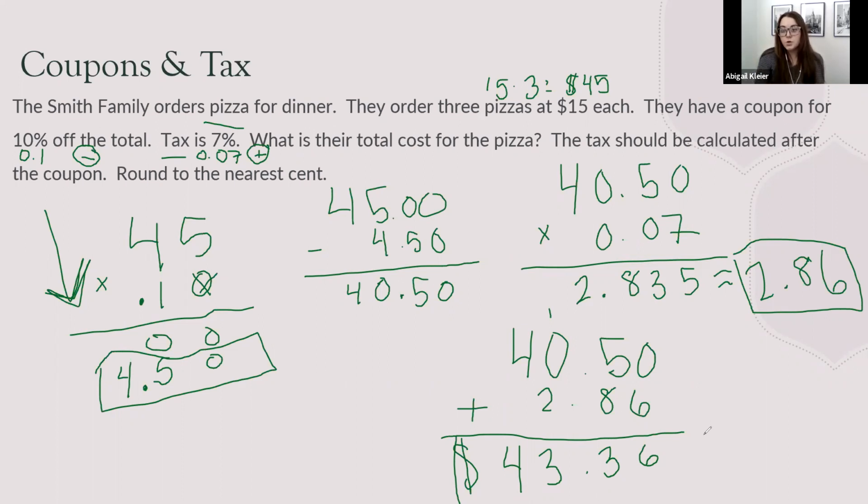So this is an example of using multi-step percent. So we were able to find coupon and tax, and we found the amount that they spent on the pizza. And then some of your questions might look a little bit easier, like the ones before, just one step, taking off the discount or finding tax.